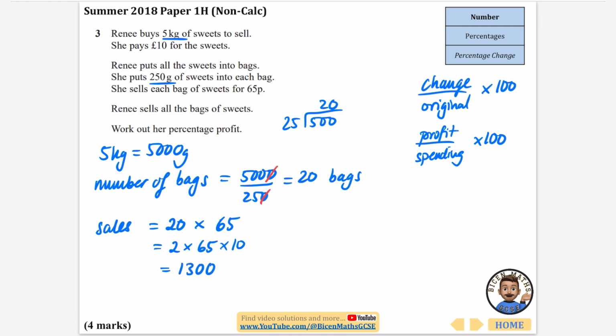So it's 1,300 pence, which is £13. So the profit that she's made, because she spent £10, is £3.